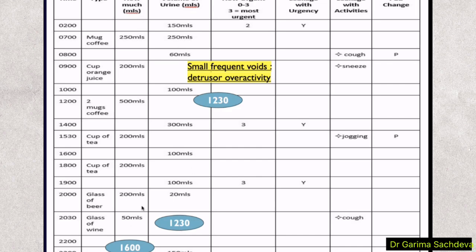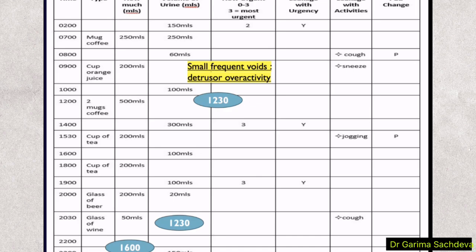If you total the input, I totaled it for you, it is 1600 and output is 1230 ml, which is normal. So input and output are normal. This is the input, how much she has taken through the day, and how much she has voided. So this is in the normal range.